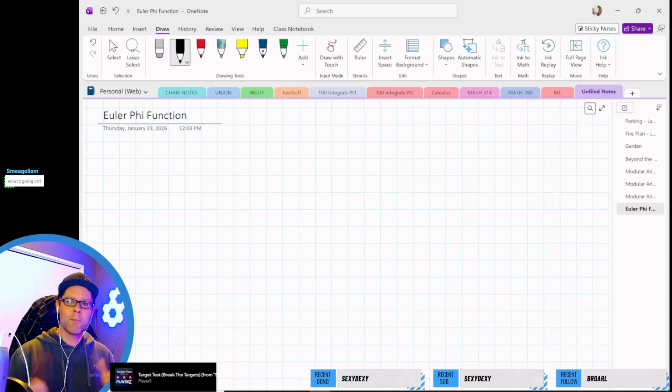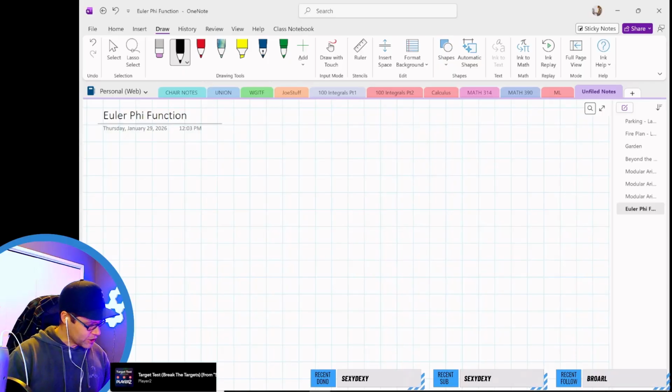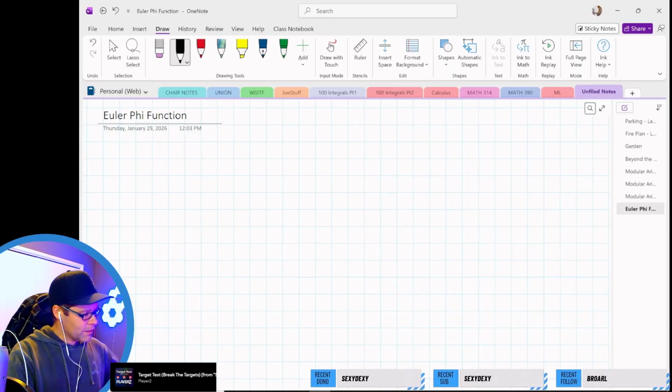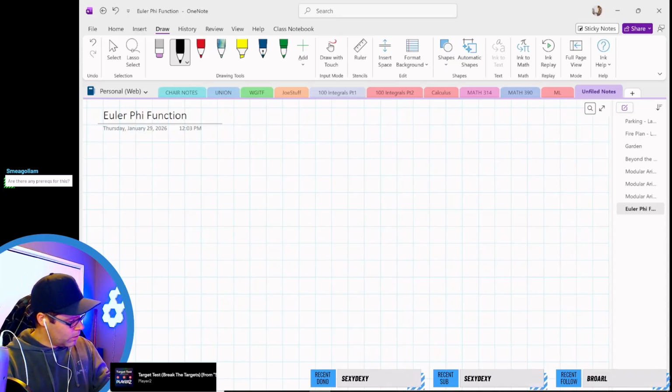My name is Brian. I'm the Department Chair of Mathematics at Okanagan College, and today we're going to be looking at the Euler Phi function. Now, the first question we might want to ask is, what in the world is that, and what is the whole point of this thing? So, the Euler Phi function basically counts for us.